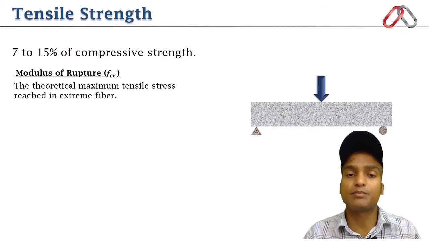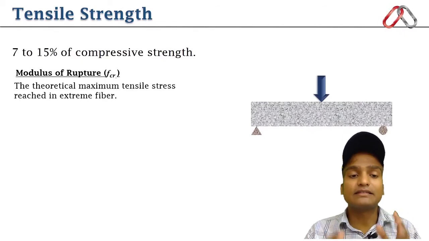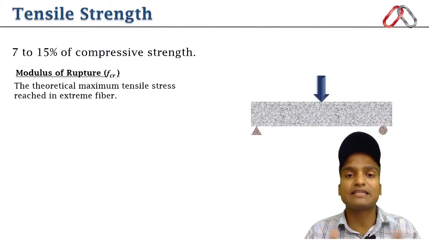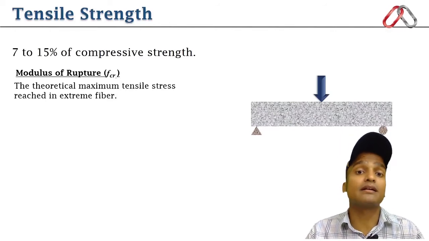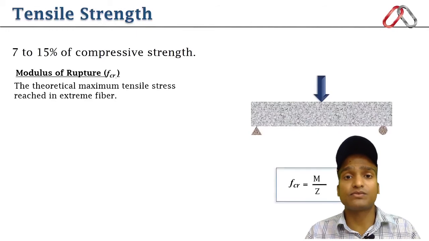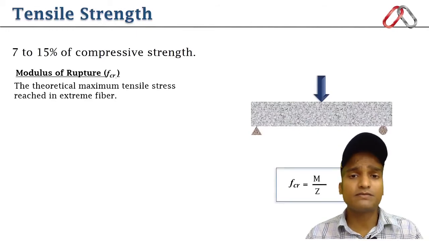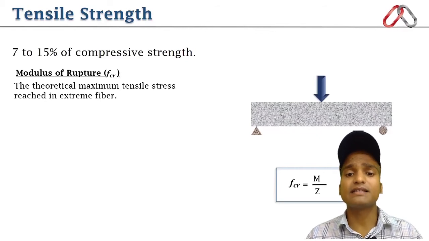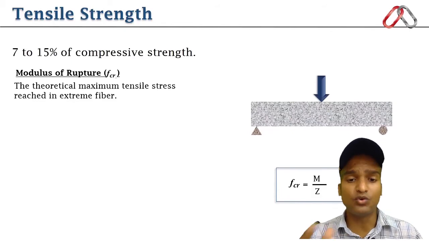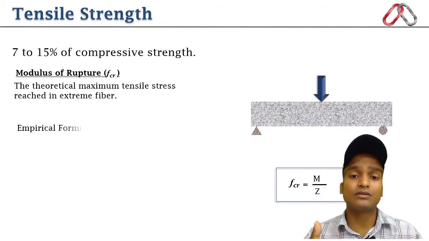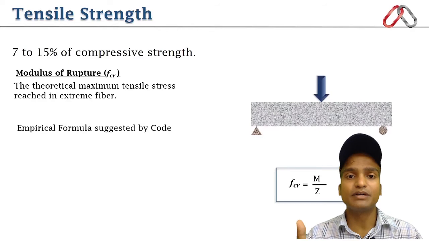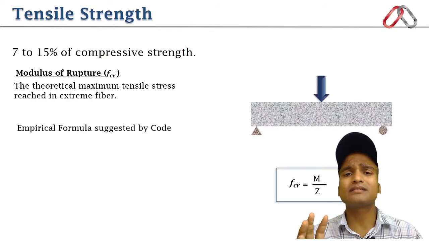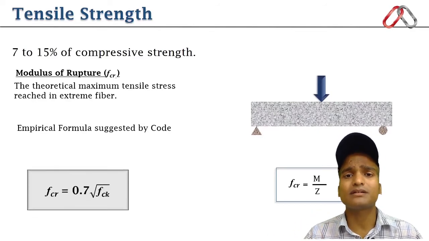मॉडुलस ऑफ रप्चर is represented by FCR, and this is equal to the theoretical maximum tensile stress that develops at the extreme fiber. And from the famous formula of Euler-Bernoulli equation or the bending equation, we know that FCR is equal to M by Z. So this formula can also be used, but we know in case of concrete, since it is a brittle material, the elastic modulus is not constant.